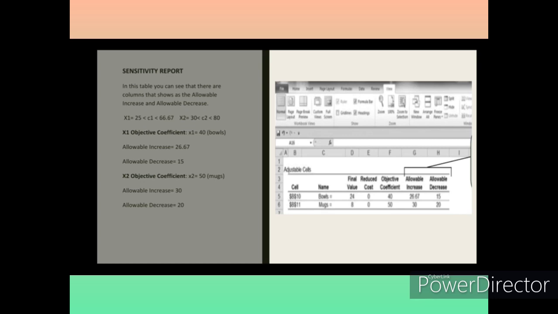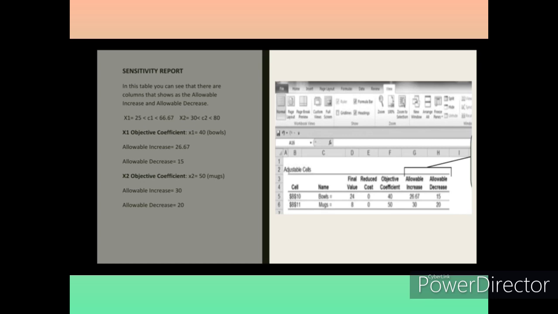So for the x1 coefficient of 40 for bowls, the allowable increase of 26.67 results in an upper limit of 66.67, while the allowable decrease of 15 results in a lower limit of 25. How did we get the allowable increase of 26.67 and allowable decrease of 15?